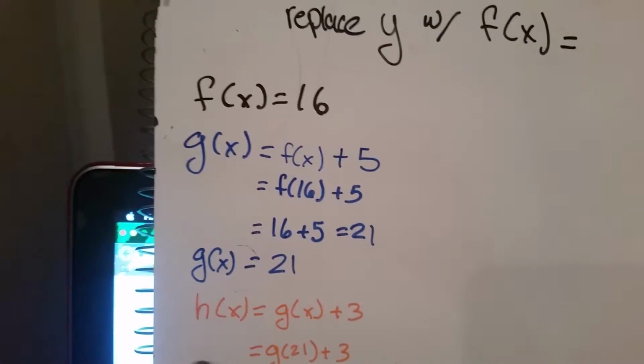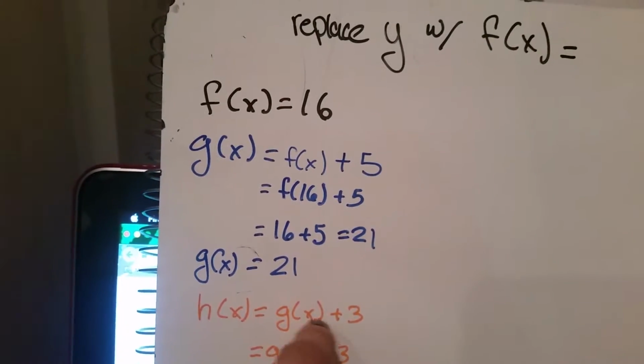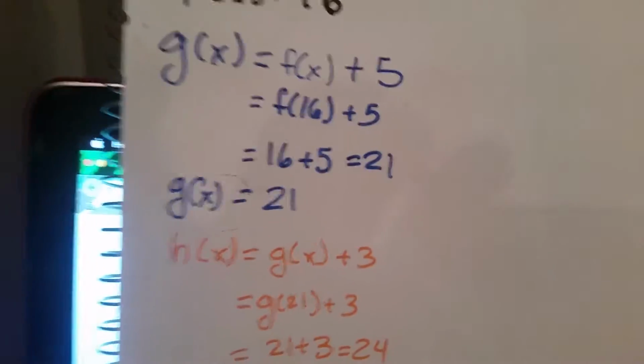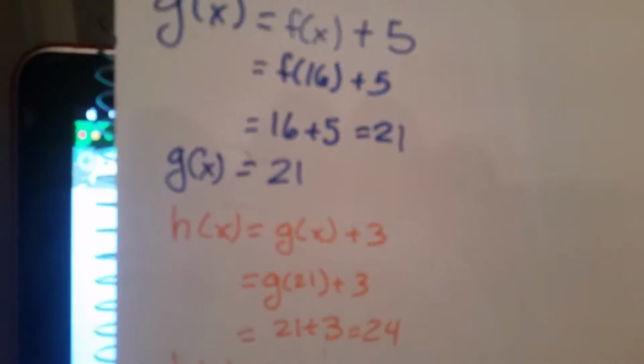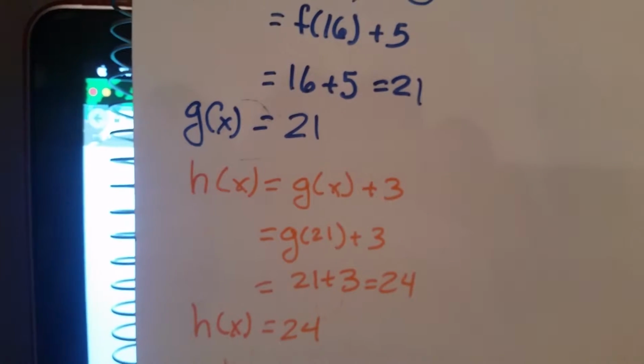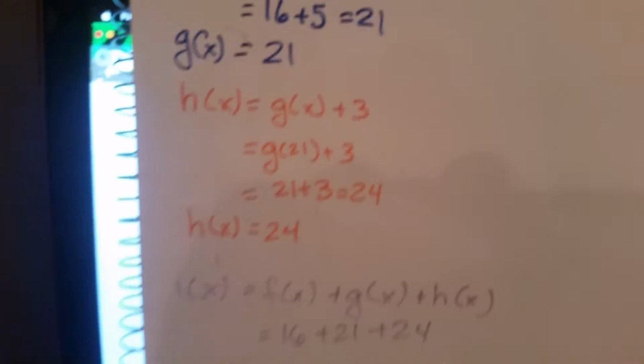Now let's add another equation. H of x equals g of x plus 3. G of x is 21, plus 3. So 21 plus 3 equals 24. So h of x is equal to 24.